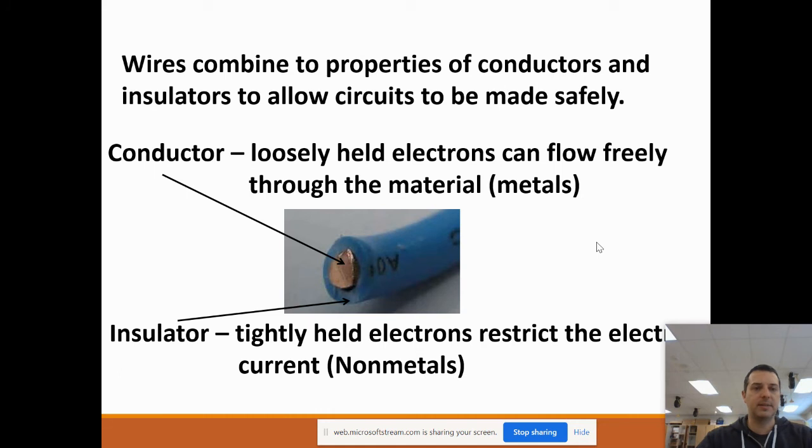When we talk about circuits, it's important to realize that most circuits, again, are connected by wires. Wires are conductors that are wrapped in insulators. The insulators keep the charges on the wires. The conductors allow the charges to flow through them.